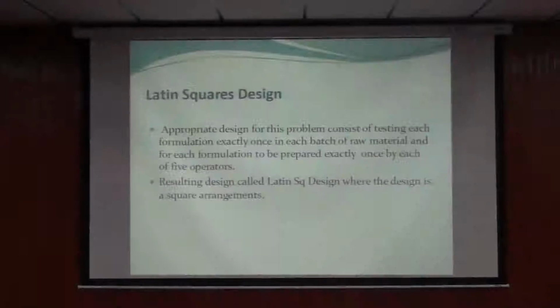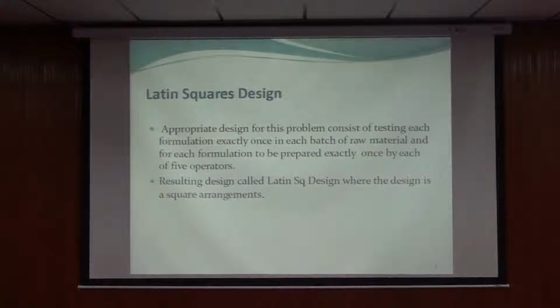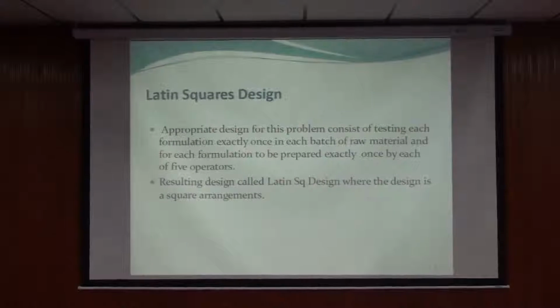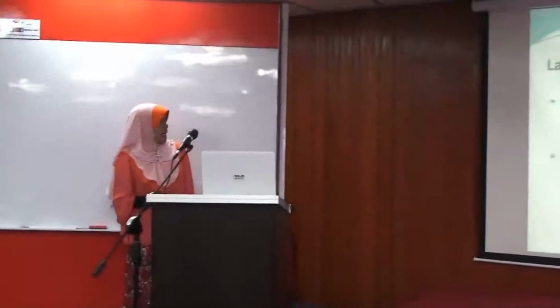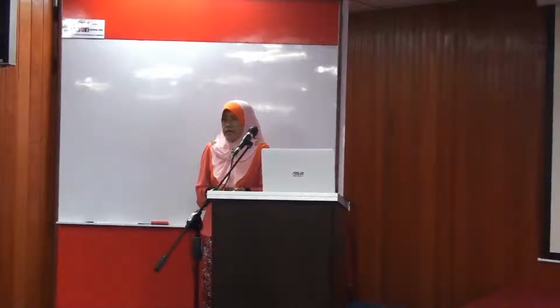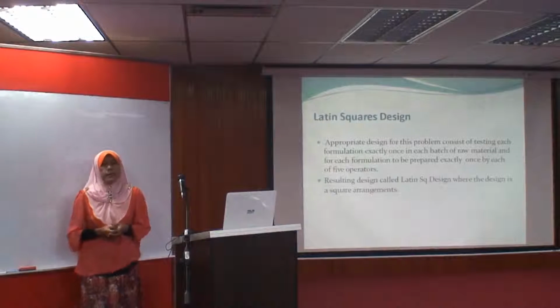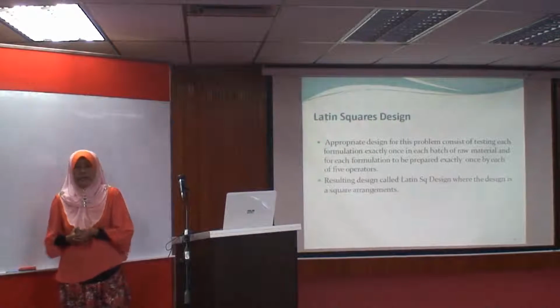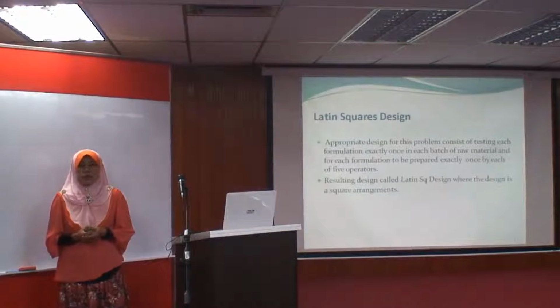The appropriate design to use consists of testing each formulation exactly once in each batch of raw material, and for each formulation to be prepared exactly once by each of the 5 operators. The resulting design, we call it the Latin square design, where the design is a square arrangement. So if we want to analyze 5 treatments, then we will have 5 rows and 5 columns. Similarly, if you want to compare 3 treatments, then there will be 3 rows and also 3 columns.